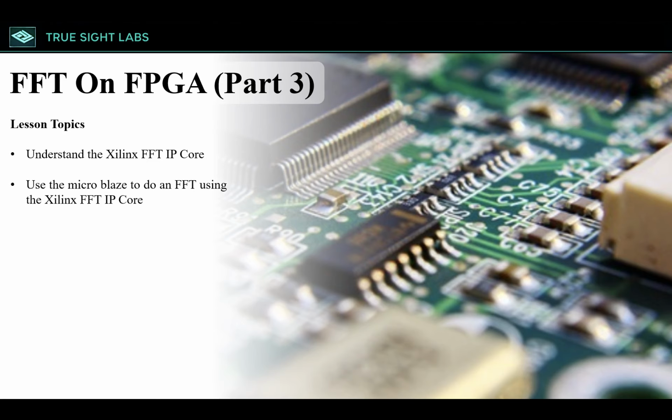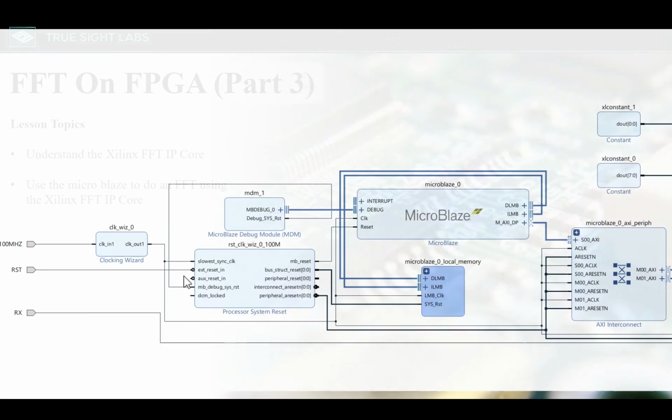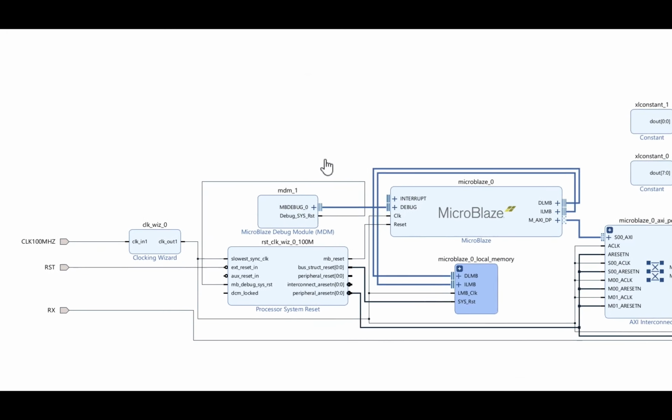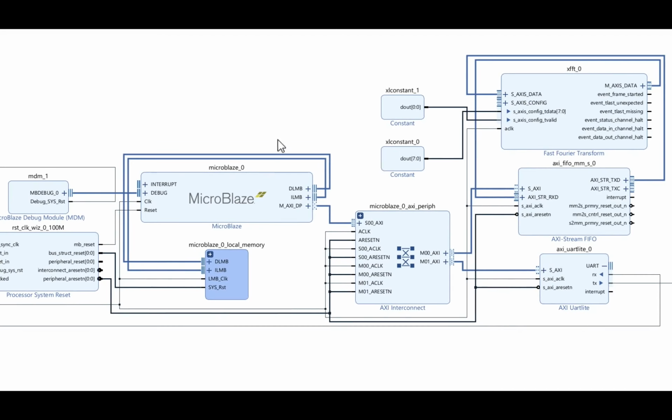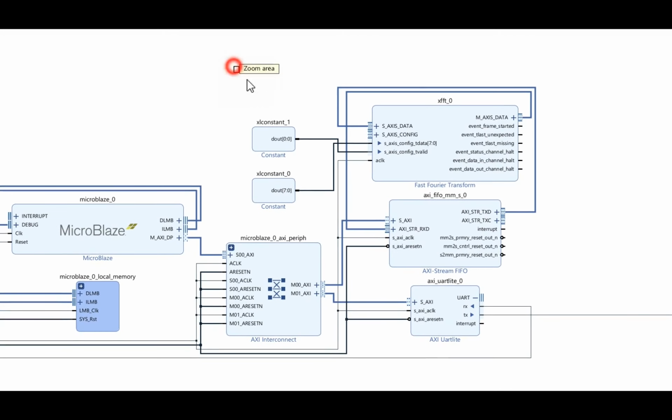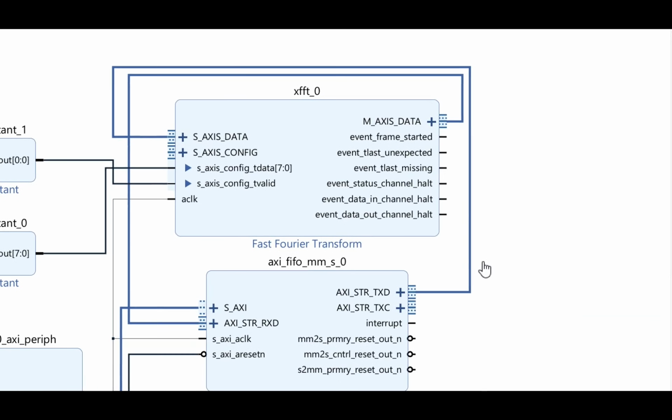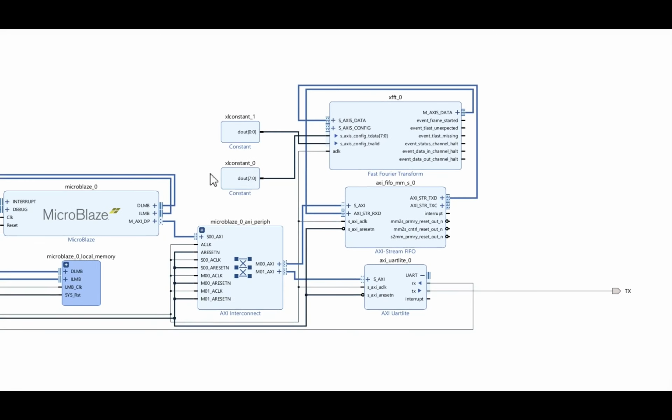Hello everyone. In this video, we are going to perform a fast Fourier transform on the Artix-7 FPGA. We will be using the Xilinx FFT IP Core driven by a MicroBlaze softcore processor. This is part of a multi-part video series where I demonstrate two different approaches to running a fast Fourier transform.